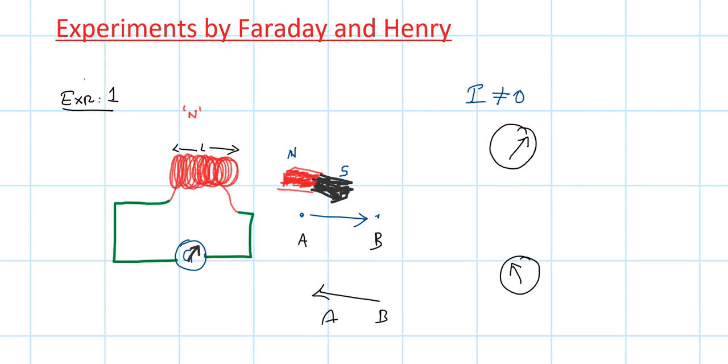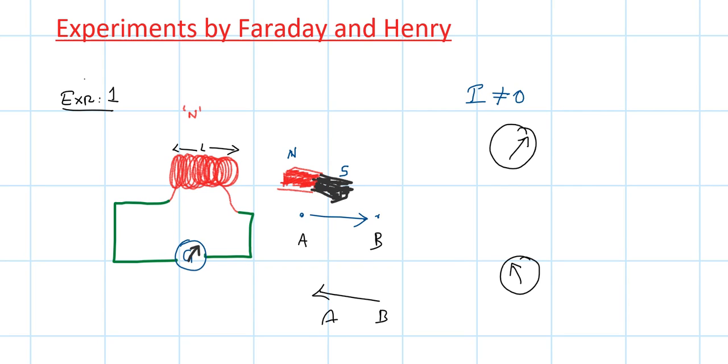So students, do remember this point: the direction of deflection, which indicates the direction in which the current is moving, is exactly opposite depending on whether the magnet is moving towards or away from the coil.